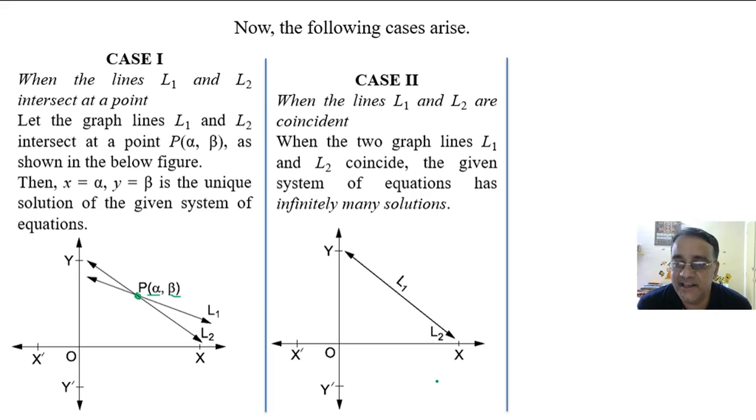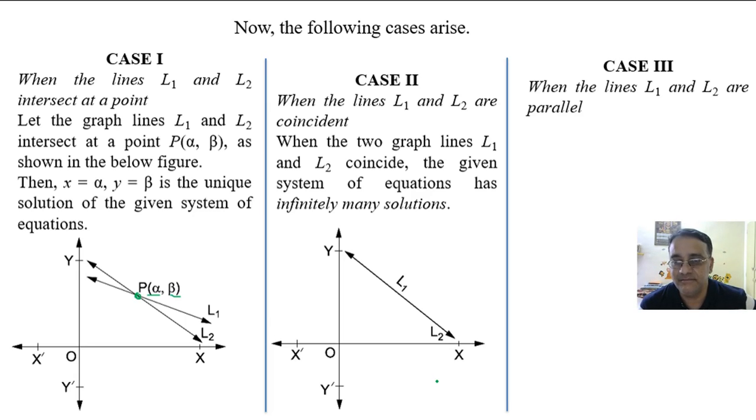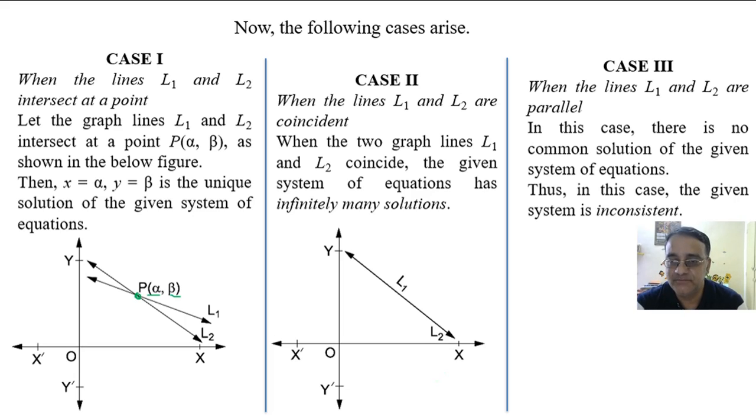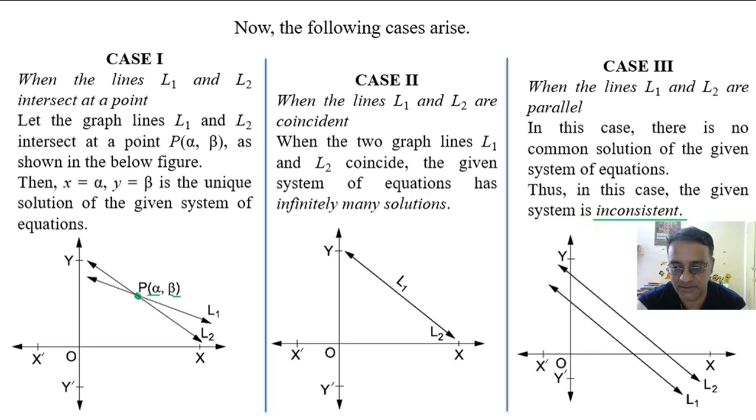Now the third case, lines L1 and L2 are parallel. So in this case there is no common point. There is no common point between the two lines. So the given system is inconsistent. Why? Because it has no solution. We take only the common point as the solution. Here the common point is one, here it is infinite, and here it is zero, not even one.